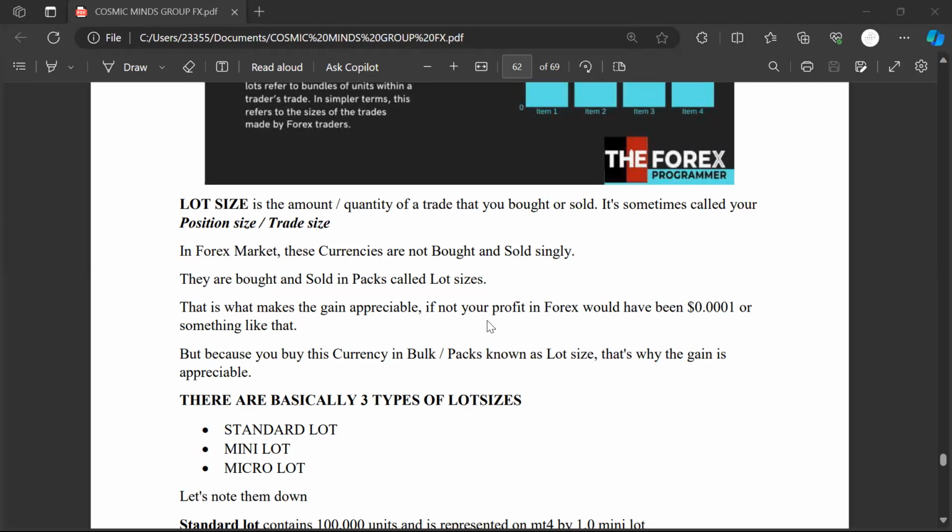So now we are going to look at the types of lot sizes. Like we said, we buy this in terms of lot sizes, or better say contract size. Let me just stick to lot size so that you don't get confused. The lot size has different types. Even though all these lot sizes are bought in this quantity of units, we have different types of them. So that is what you have to know.